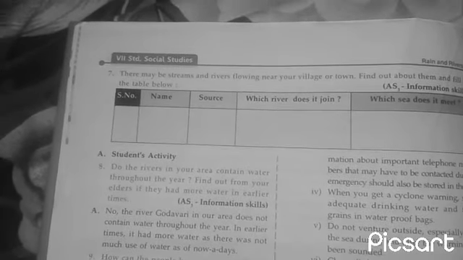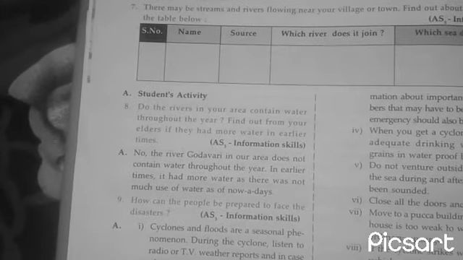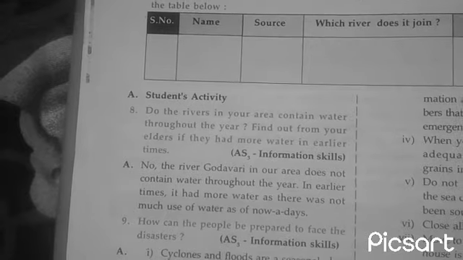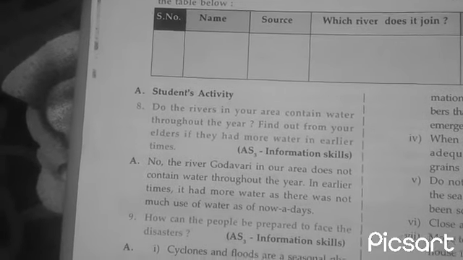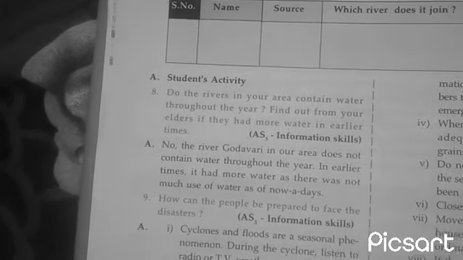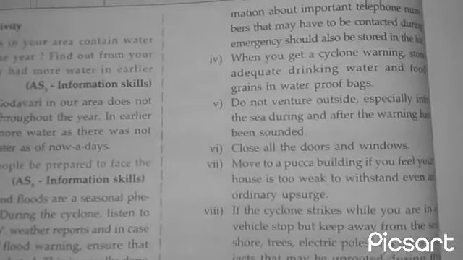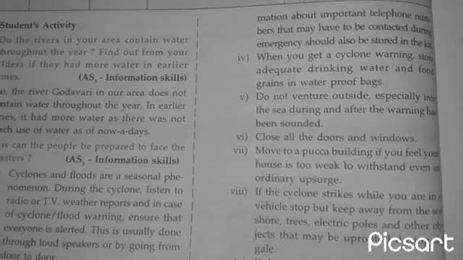So you can directly see the eighth one. How can people be prepared to face the disasters? Ninth one. So here is some of the question and the remaining question is here. Answer is here.